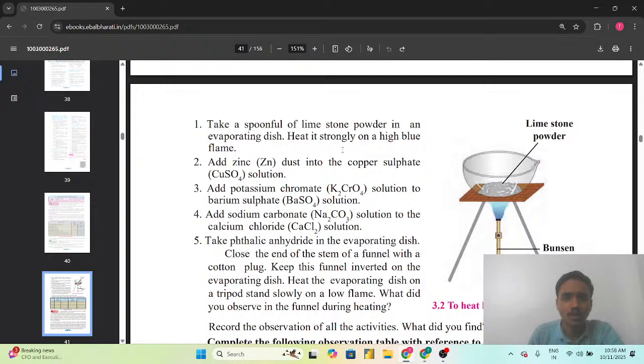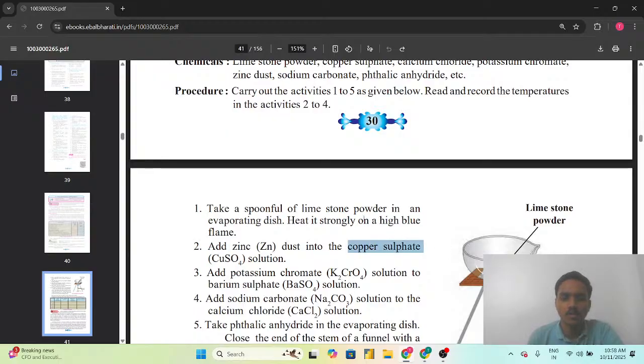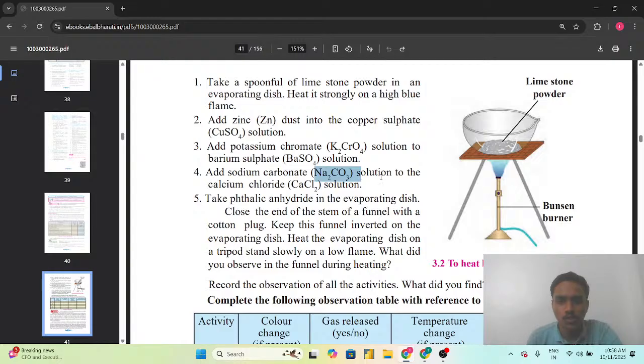We have to heat it strongly at the high blue flame. Add zinc dust into the copper sulfate, CuSO4, solution. So we have to add the zinc dust, which we have taken in the chemicals, to the copper sulfate, CuSO4. Add potassium chromate, K2CrO4, solution to the barium sulfate solution. Add sodium carbonate, Na2CO3, solution to the calcium chloride, CaCl2, solution.